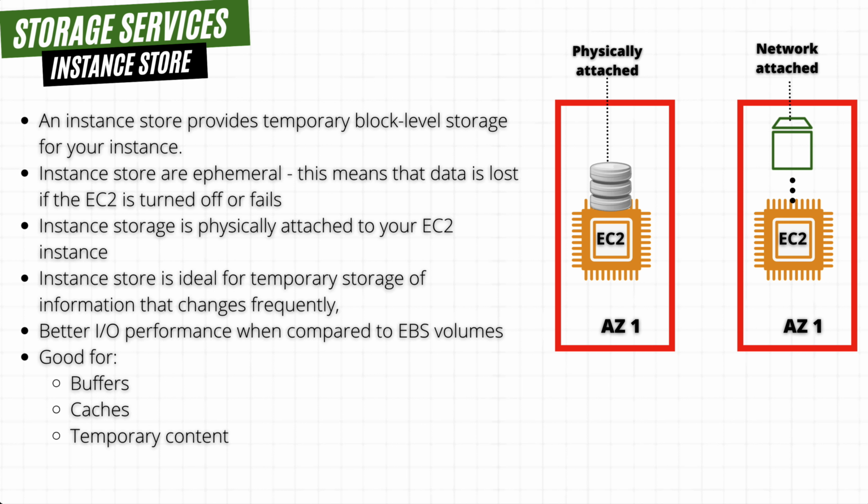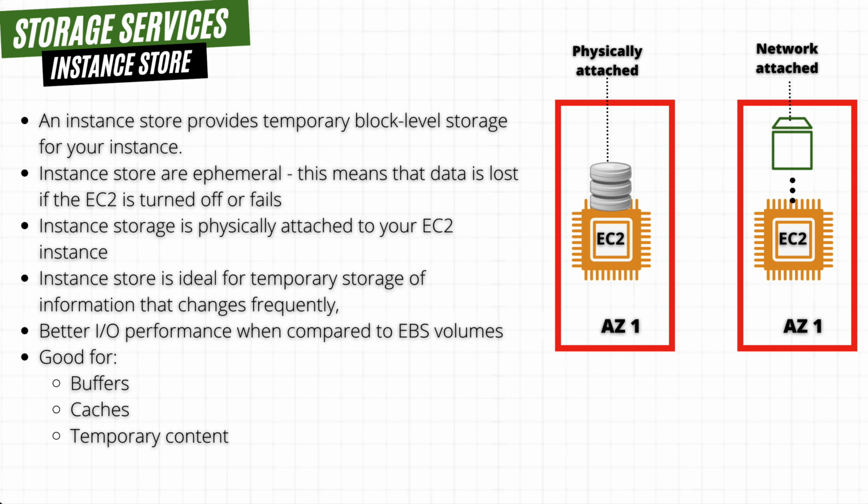Now, we also have instance store volumes, which are physically attached at the local level to the EC2 instance. These instance store volumes are much more efficient and high performing when compared to EBS volumes. So why don't we just use these instead of EBS volumes? Well, because this storage is ephemeral, which is a fancy term that means the data will be lost if the EC2 instance fails or is turned off.